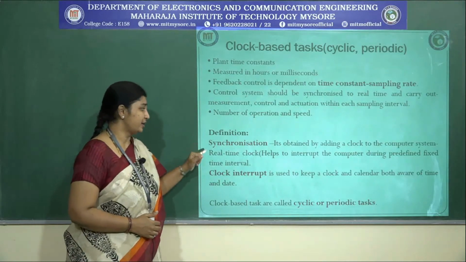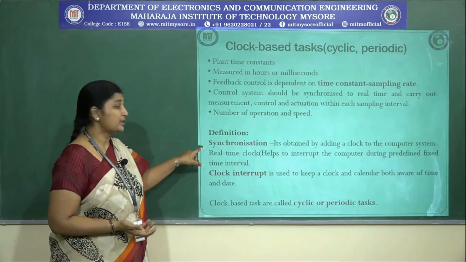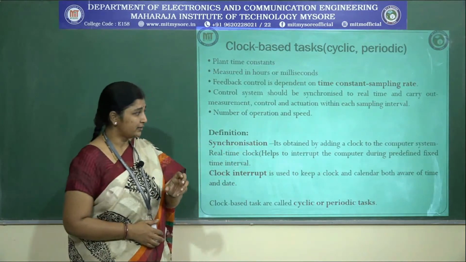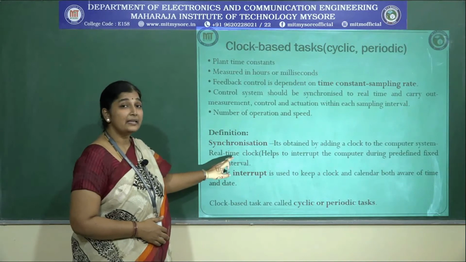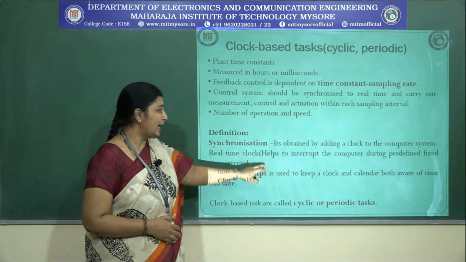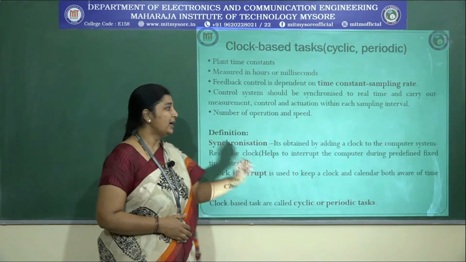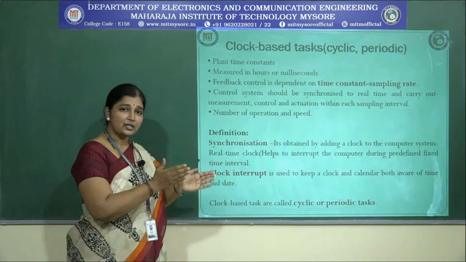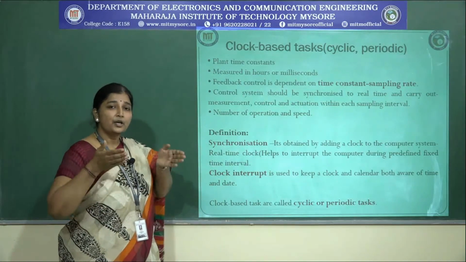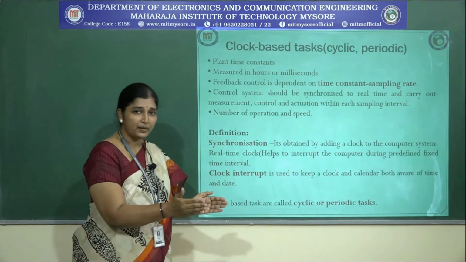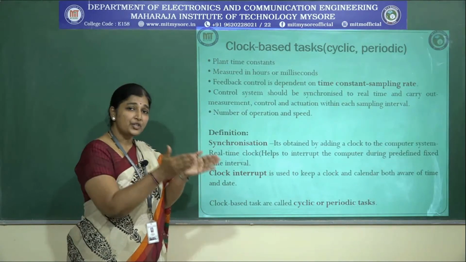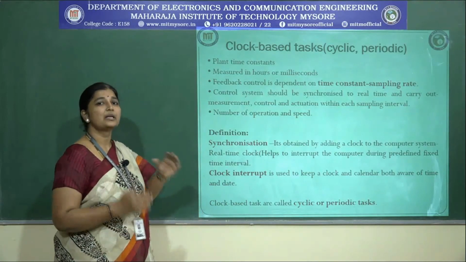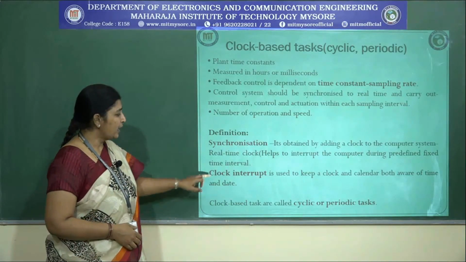Next, coming to the definition. Let us try to define what synchronization is. It is obtained by adding a clock to a computer system. It is also called a real-time clock. It helps to interrupt the computer during predefined fixed time intervals. As I've told you earlier, if there are 2 tasks, you have a synchronization clock pulse. That is a real clock pulse which adds an interrupt saying that after the first task, please go for the second. That is called synchronization.